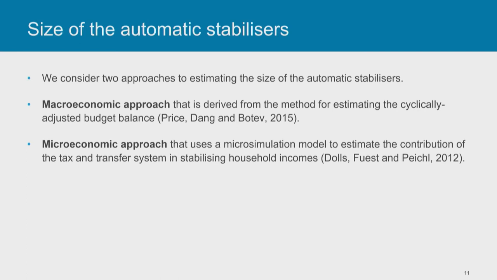We consider two approaches to estimating the size of the automatic stabilisers in New Zealand. A macroeconomic approach that is derived from the method for estimating the cyclically adjusted budget balance, and a microeconomic approach that uses a microsimulation model to estimate the contribution of the tax and transfer system in stabilising household income.